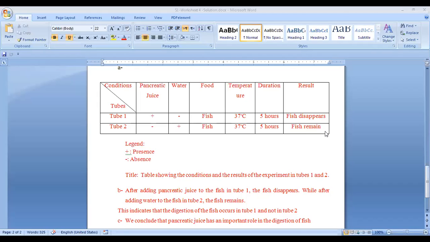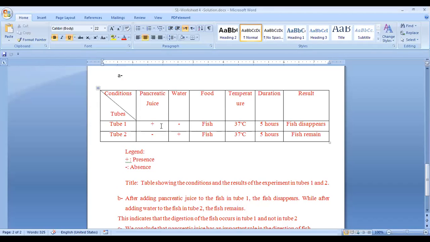This is the worksheet solution. Pancreatic juice is present in tube 1, so I put plus, but it's absent in tube 2, so I put minus. What does plus mean? Presence. Minus means absence. Water is not found in tube 1, but it's found in tube 2, so I put minus in tube 1 and plus in tube 2. The food is fish, temperature 37, duration 5 hours. Result: fish disappears in tube 1, while fish remains in tube 2.